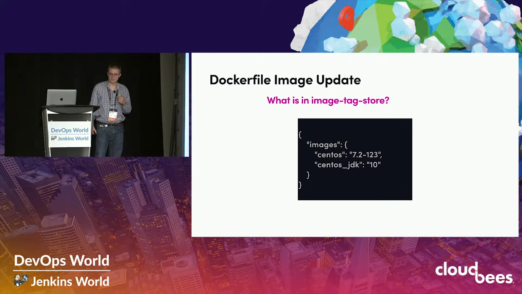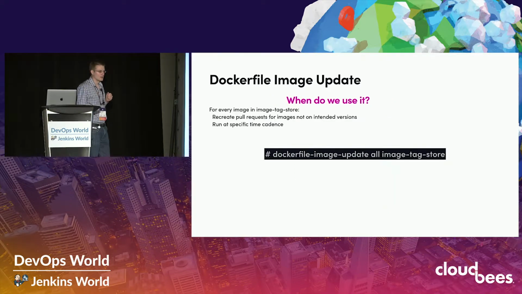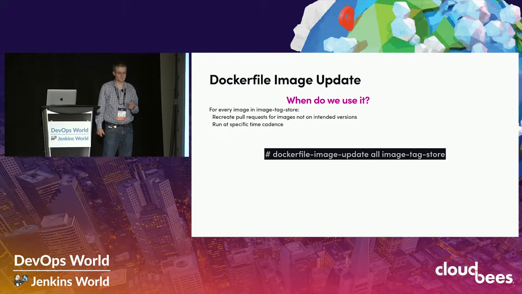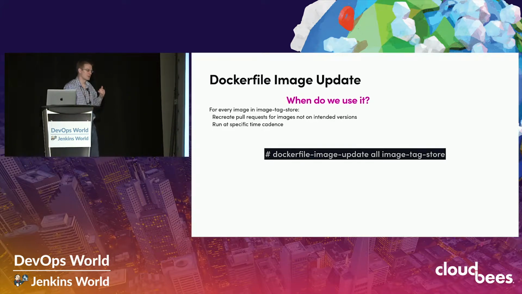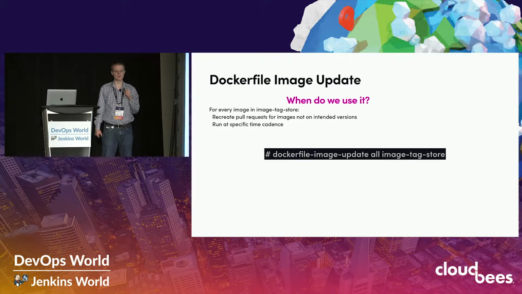The image tag store, as I said, is just a mapping of image name to version. The reason we persist it in a Git repo is to make the tool easier to use. You don't have to set up a database. Just use a Git repo because it has to have access to Git anyway, or GitHub specifically. The repository is read by the all subcommand. The all subcommand goes through the list of image to version maps and sends pull requests to any repositories that have gotten out of your intended state.